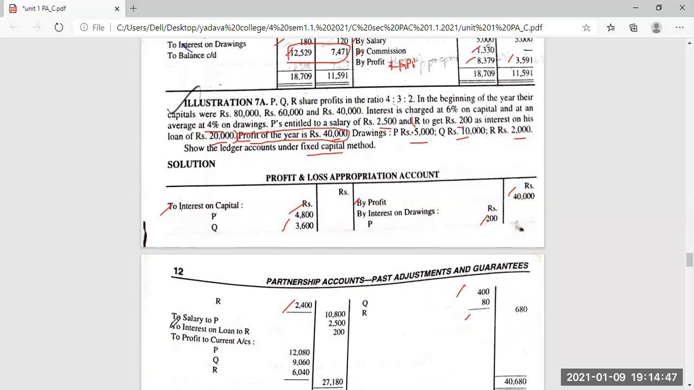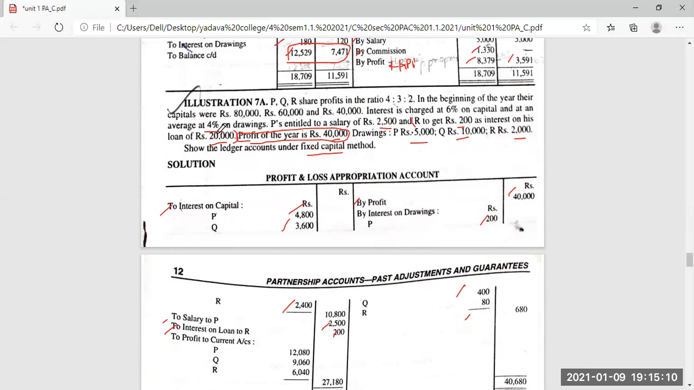So now we move on to the salary. Salary is 2,500. Just we finish it and then we move on to the interest on drawings. How to calculate, I'll tell you. Okay, so then salary 2,500. Then R is getting 200 rupees as interest on loan. Okay, so now we move on to the drawings.